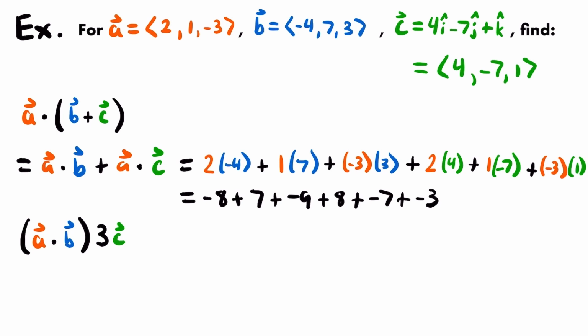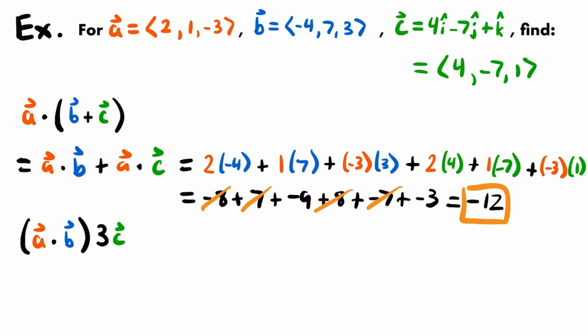All right, now to simplify further, notice that we have a negative 8 and a positive 8 and a positive 7 and a negative 7. Those will cancel out, so I'm just going to cross those out. And we're just left with negative 9 plus negative 3, which gives us a final answer of negative 12. And so negative 12 is the dot product of vector A multiplied by the addition of vector B plus vector C.